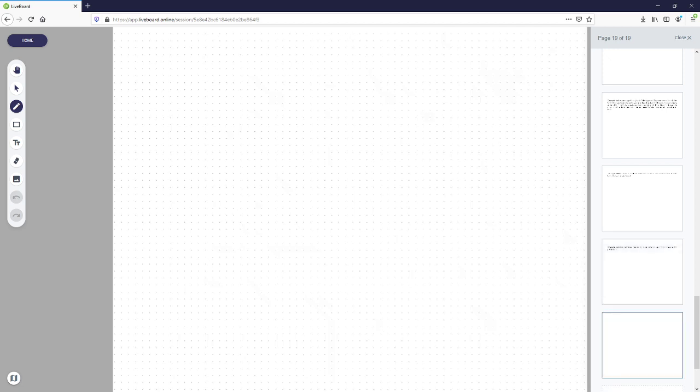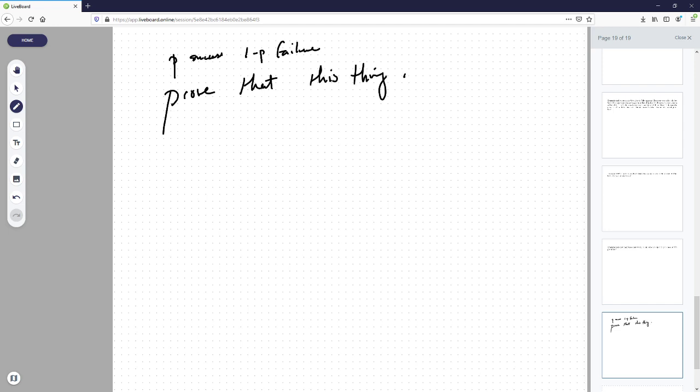So, let's do ourselves a quick proof. It is 1 minus P, because if P is the probability of success, then 1 minus P is the failure. P is just a probability. Okay, so let's prove that this thing is in fact a probability distribution.